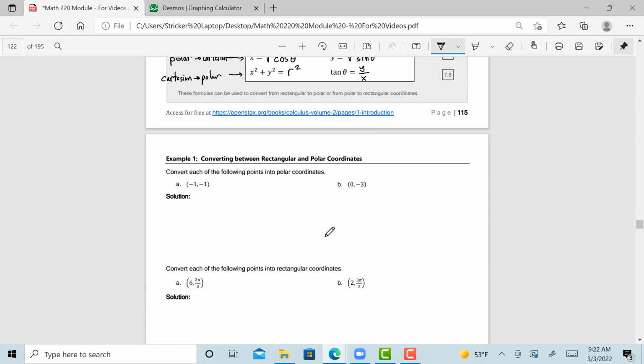Example 1 says convert between rectangular and polar coordinates. The first part says convert each of the following points into polar coordinates. So we're given an x and a y, and we want to find r and theta.